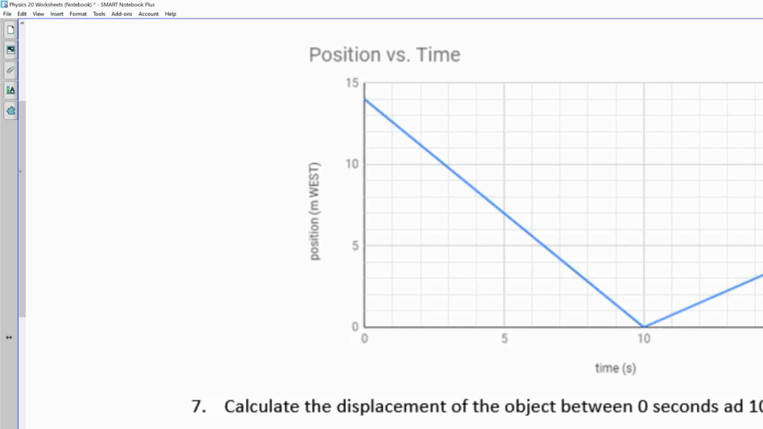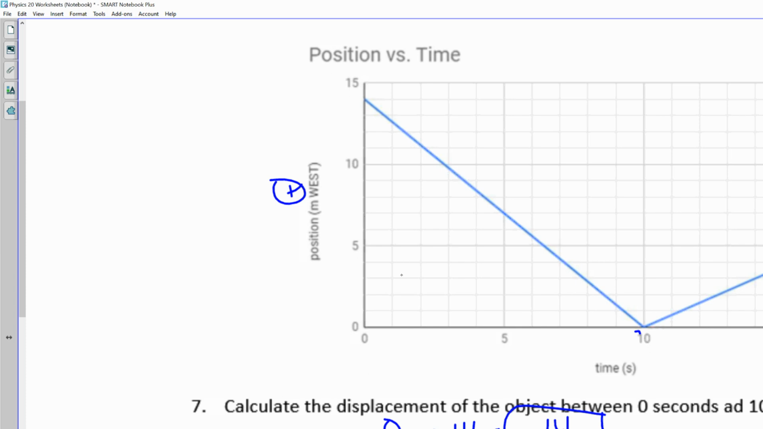So let's say, for this one, the final position at 10 seconds is 0. Let's make west positive again. The initial position at 0 seconds is 14. So we're going to say 0 minus 14 is negative 14 meters. It's important to have a negative there, right? What does that really mean? What does the negative mean for us there?